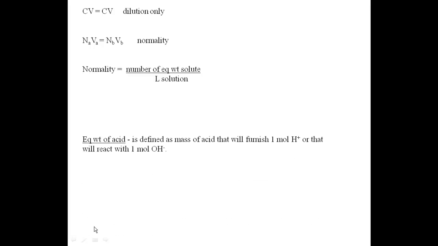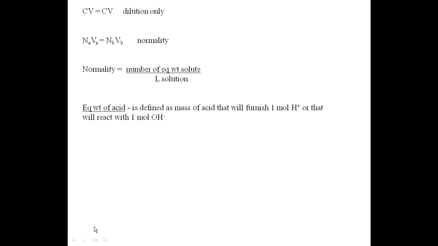Now, how does that occur? Well, the equivalent weight of an acid is defined as the mass of an acid that will furnish 1 mole of H plus, or that will react with 1 mole of OH minus. So the number of H pluses and OH minuses are within that actual concentration of normality. So it's kind of like having that balanced equation within it.